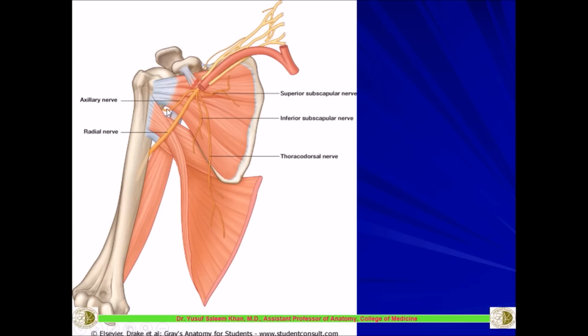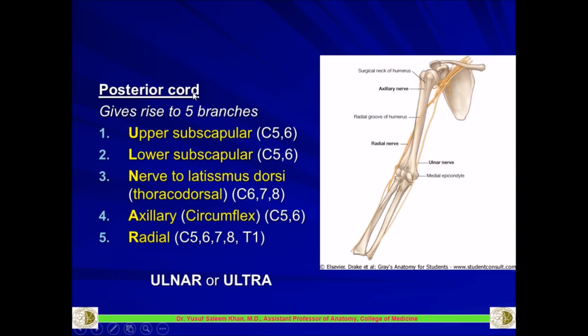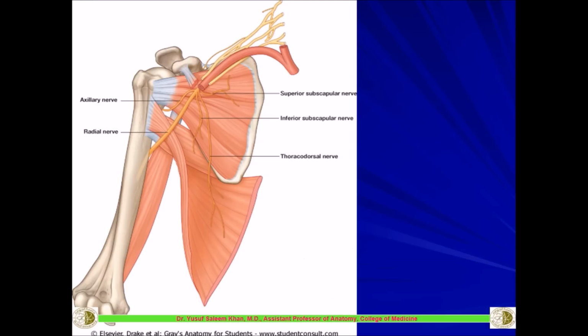Then we have the radial nerve as well as the axillary nerve. So all the branches have been shown for the posterior cord. These are the five branches from the posterior cord: upper subscapular nerve, lower subscapular nerve, the thoracodorsal nerve, axillary nerve as well as the radial nerve.